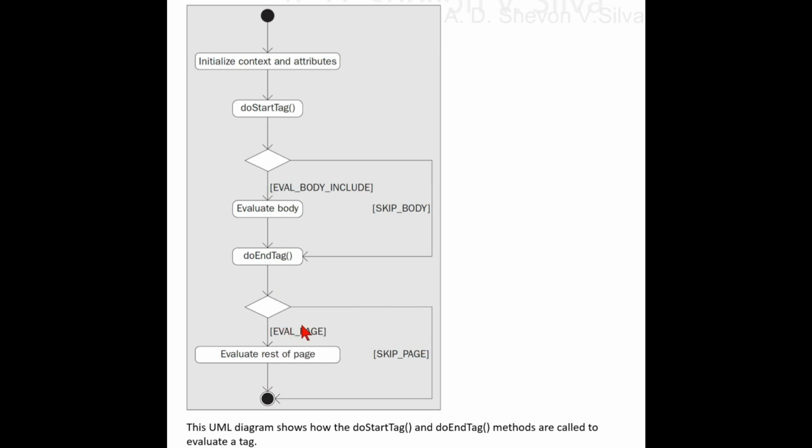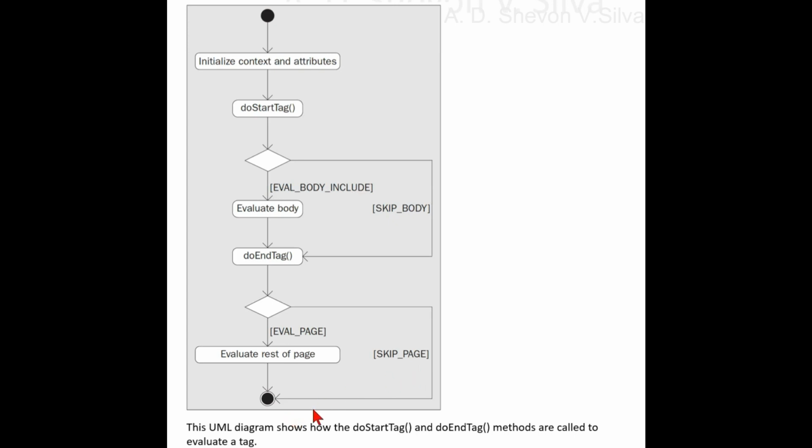Here this return value signals whether the JSP container should continue evaluating the rest of the JSP page. In reality, the SKIP_PAGE return value is rarely used because there aren't many circumstances in which you will want to actually stop the rest of the page from being processed. One such example might be a security tag that appears at the top of the JSP page and checks whether the current user is authorized to see the contents of the page.